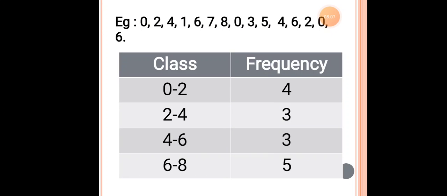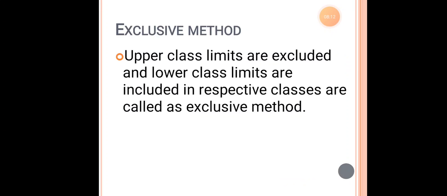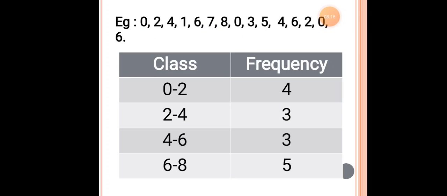It is taken into consideration to make the frequency. Okay, what does the exclusive method tell? Upper class limits are excluded and lower class limits are included. Here the upper class limits are excluded and the lower class limits are included.